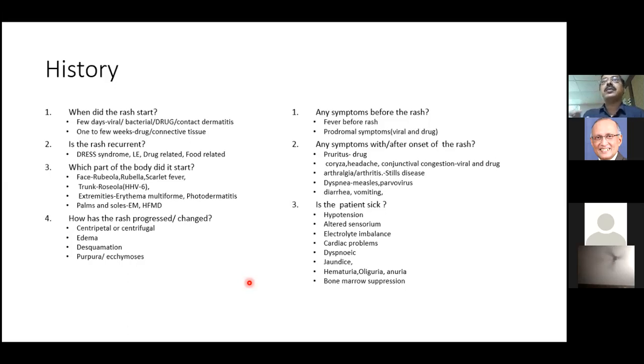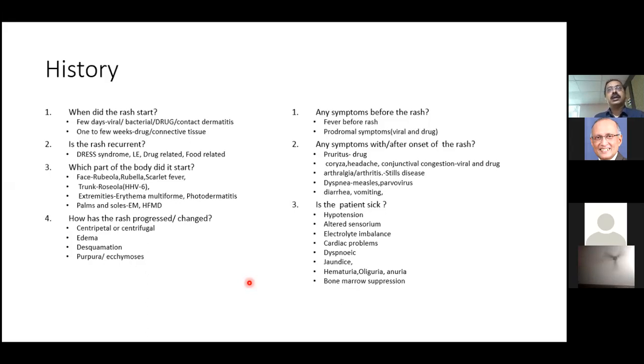Arthralgia or arthritis, if the patient is complaining of, think of connective tissue disorders, think of rheumatoid arthritis, juvenile rheumatoid arthritis, and so on. Dyspnea. Respiratory symptoms may be predominant in certain infections, like for example, an echovirus or an enterovirus or a parvovirus or a measles. So these are the ones which are more likely to produce a dyspnea or a respiratory difficulty.